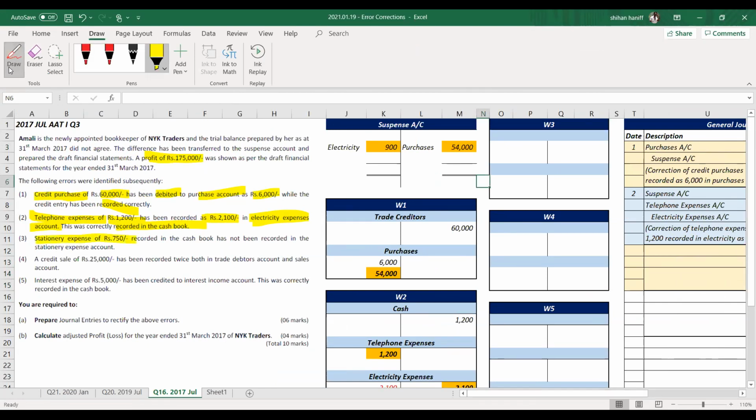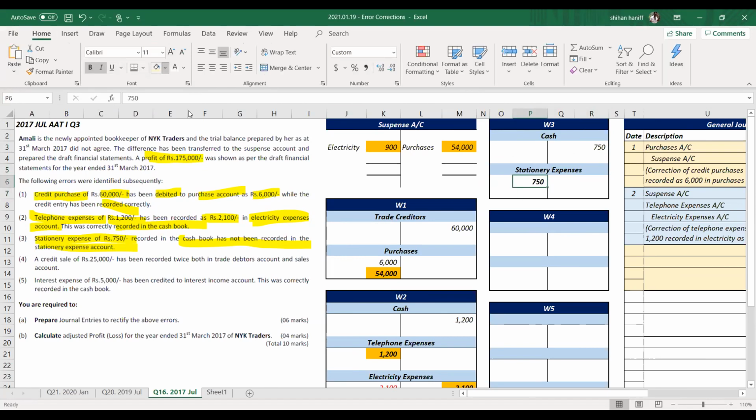Stationery expense 750 recorded in cash book has not been recorded in the stationery expense account. Cash is correctly recorded. Stationery expenses, cash credit 750. Stationery expense account not debited. So we have to debit 750 to the stationery expense account, and that other entry goes to the suspense account.